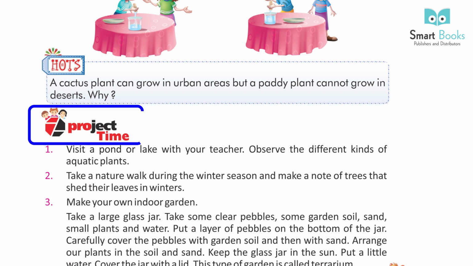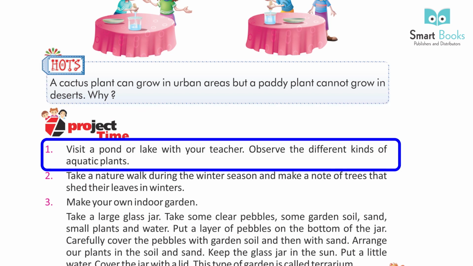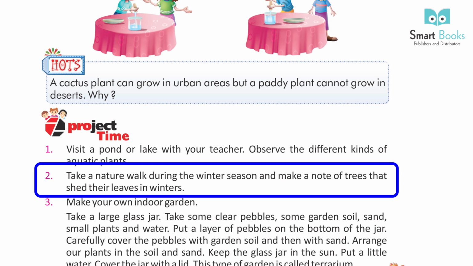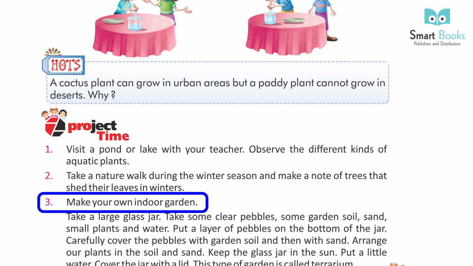Why? Project time. 1. Visit a pond or lake with your teacher. Observe the different kinds of aquatic plants. 2. Take a nature walk during the winter season and make a note of trees that shed their leaves in winters. 3. Make your own indoor garden.